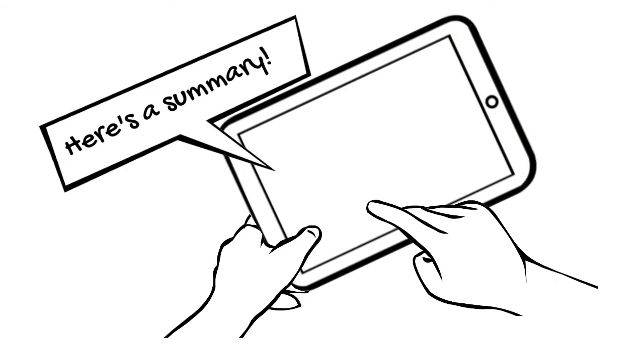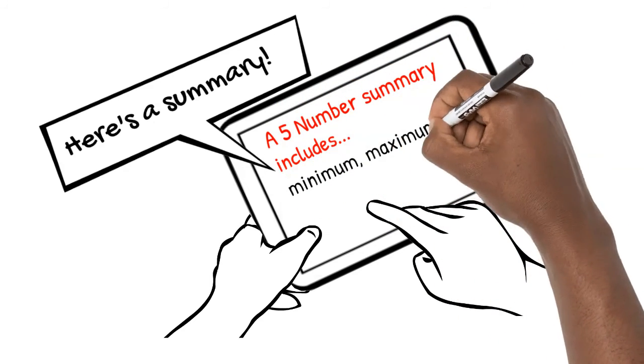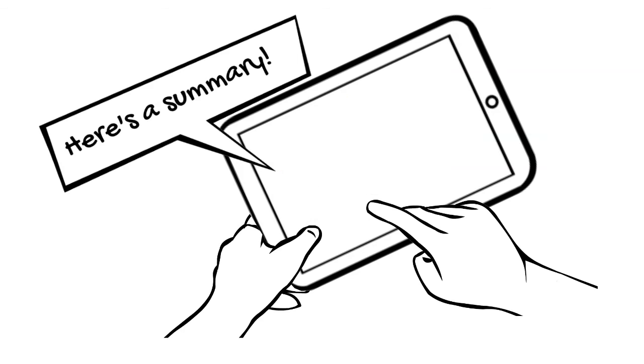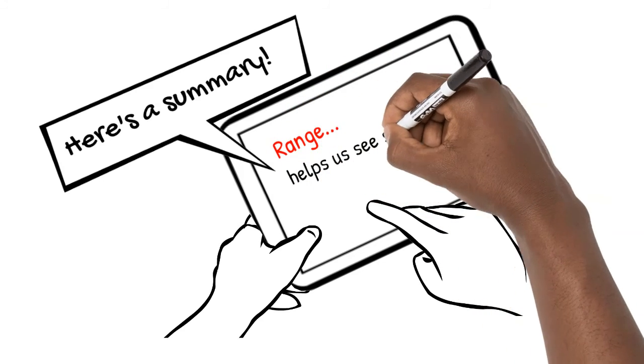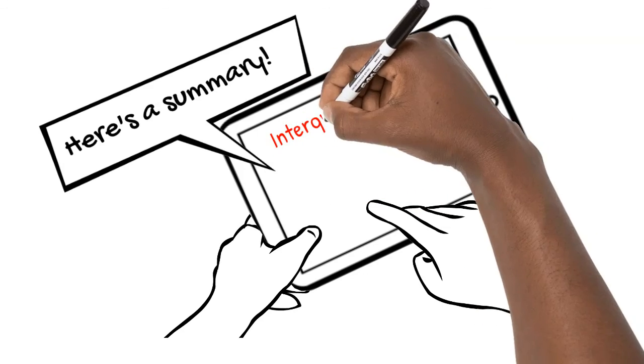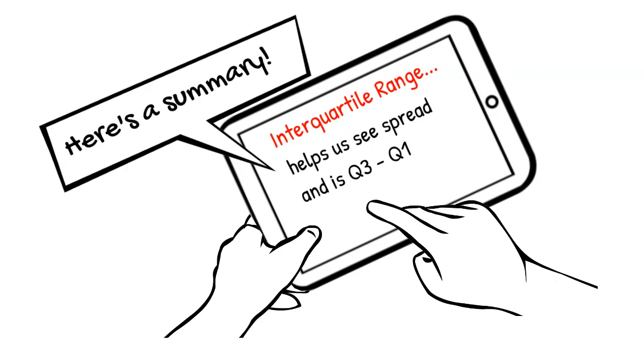Here's a summary of what we've learned. A 5-number summary includes a minimum, maximum, median, lower quartile, and upper quartile. Range helps us to see the spread of data and is found by subtracting the minimum from the maximum. Interquartile range also helps us to take a deeper look at the spread of data and is found by subtracting the lower quartile from the upper quartile.